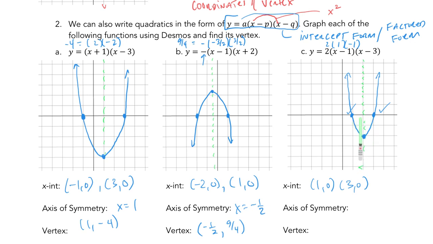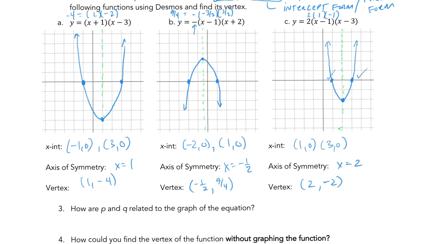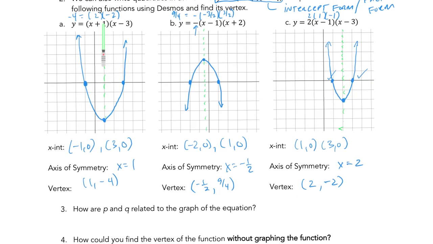Right down the middle between those two that cuts it in half is our axis of symmetry, which looks like it's at 2. And then we just plug 2 in to find the y value of our vertex, which ended up being -2. Great. So if you notice, if it's in factored form, the p and q tell us the x-intercepts.